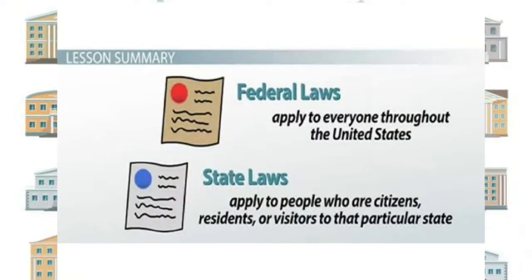So how is the power divided up in these levels of government? Federal laws apply to everybody throughout the United States, but state laws apply to the citizens and residents and even visitors to that particular state.